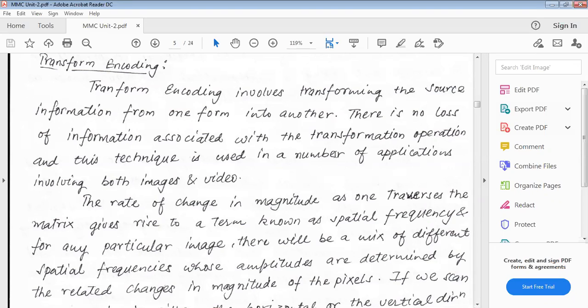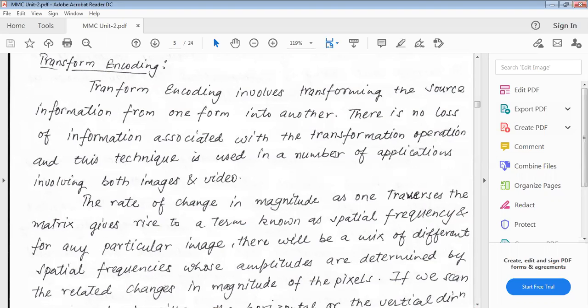It is used in multimedia applications that involve images and video. Here they are going to convert the source information from one form to another form, but there is no loss of information. For example, if you take an image, we have some properties, different types of properties of the source in the case of the image. So they are going to convert that particular image into another format.